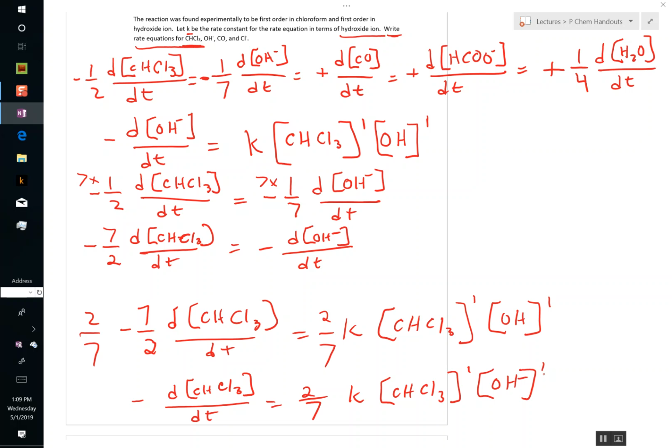Could you explain one more time how you got the minus d[OH]/dt to just equal k times the concentration of chloroform and hydroxide? Is that just something that we can take each of those expressions up there and set it equal to? They both equal. Okay. So I think, because they say let k be the rate constant for the rate equation in terms of just hydroxide, the 1/7 or times 7 is built into that k, and then you're finding the relationship to the other ones.